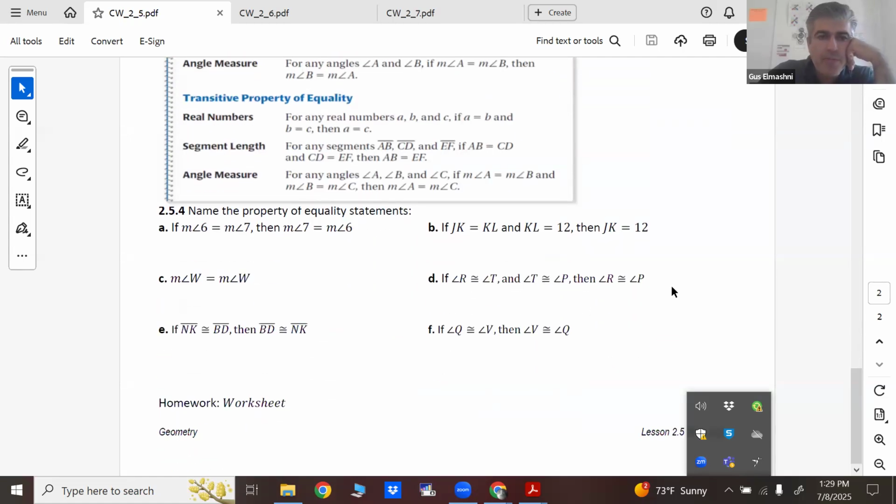So for here, if measure of angle 6 equals measure of angle 7 and 7 equals 6, we call it symmetric property of equality because you're just reversing it. If J equals KL and K equals 12, then JK equals 12, we call it transitive.